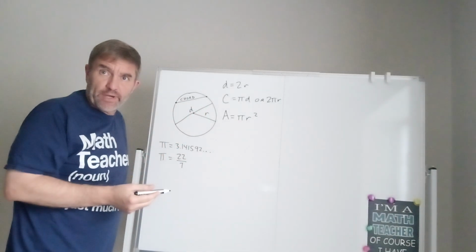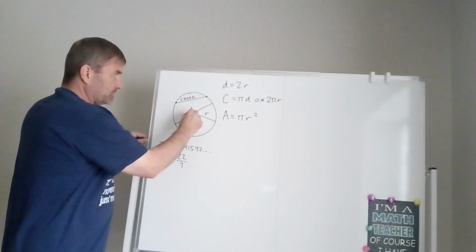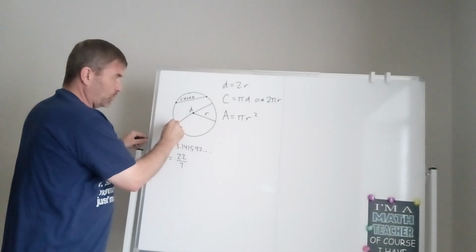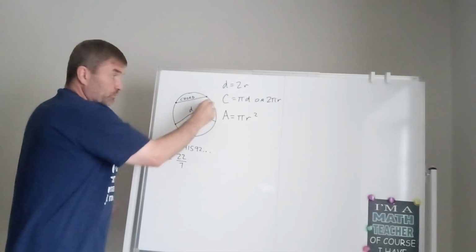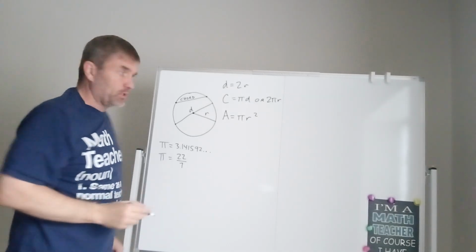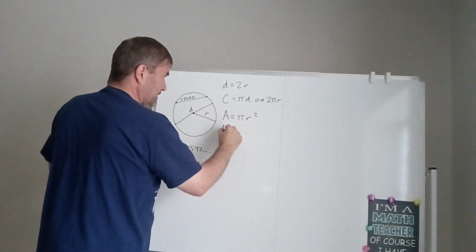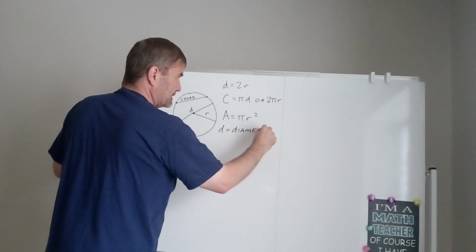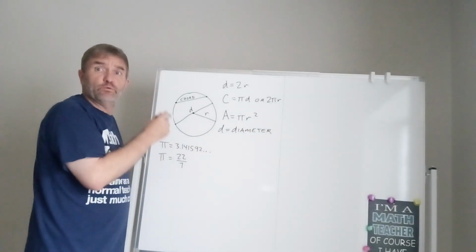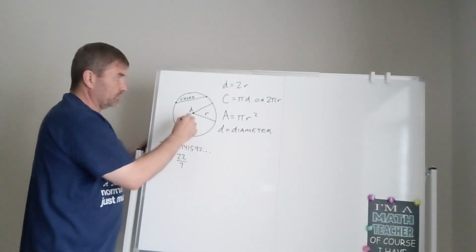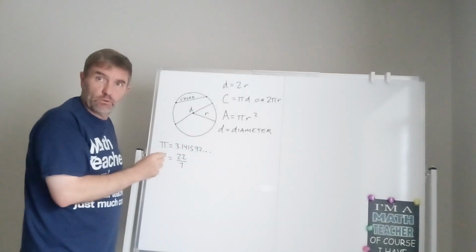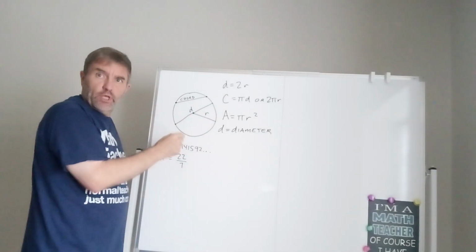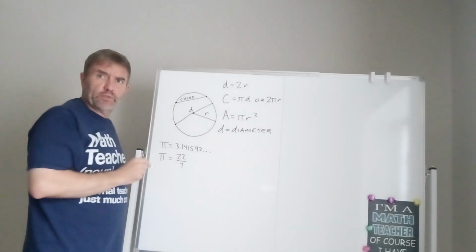So what's the difference, you ask? Well, the diameter is a chord. See, notice its endpoints are on the circle, but it goes through the center of the circle, okay? So D is your diameter. It's a chord that goes through the center of the circle, which you'll be able to see by the dot there, okay? We don't care for any chord. When we're doing the circumference or the area, we want the diameter.